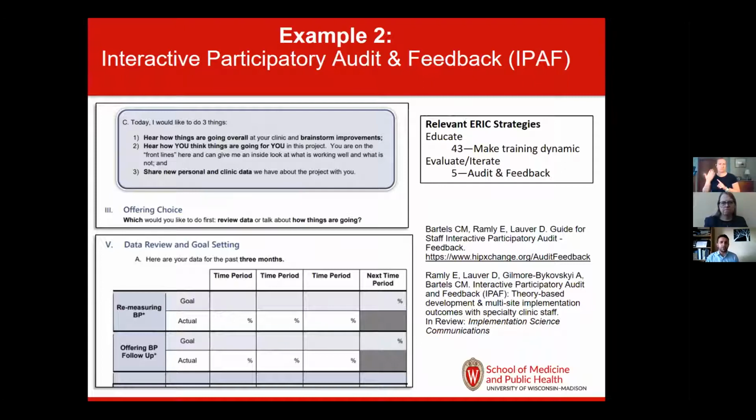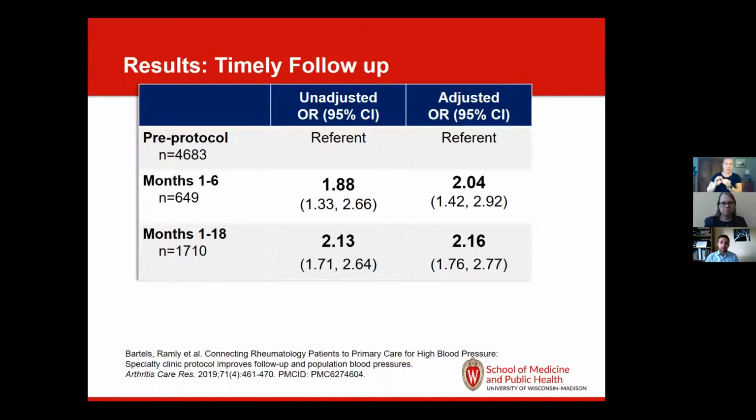And so you can see we give staff the opportunity to really guide the conversation. Do they want to start with talking about their data? Do they want to start with talking about barriers and action planning? And then providing them their data on each of the target behaviors, like remeasuring the BP and offering the BP follow-up, and how they've been doing over time, as well as how they've been doing compared with the aggregate of their colleagues. So Christie will now talk about the outcomes of our strategies and intervention.